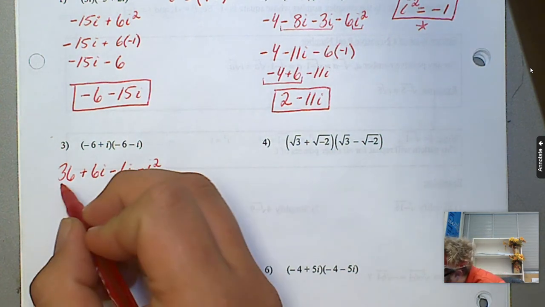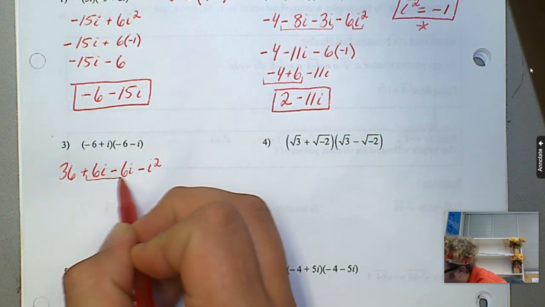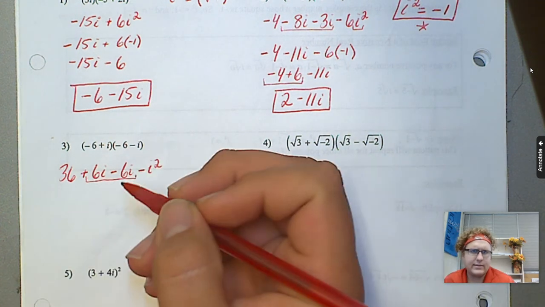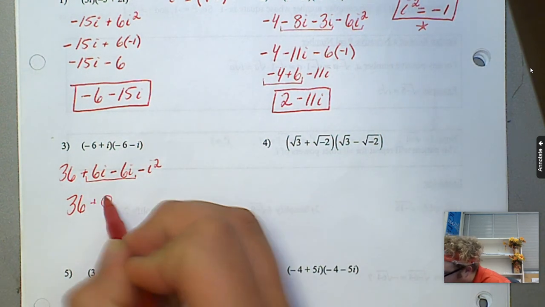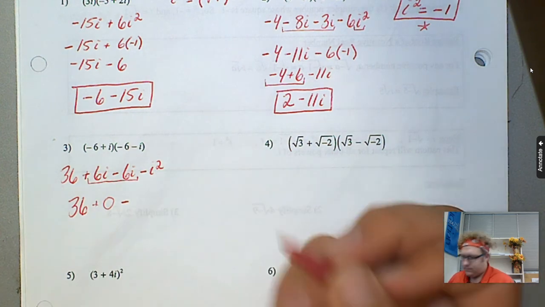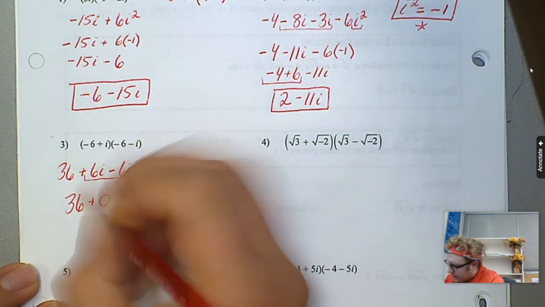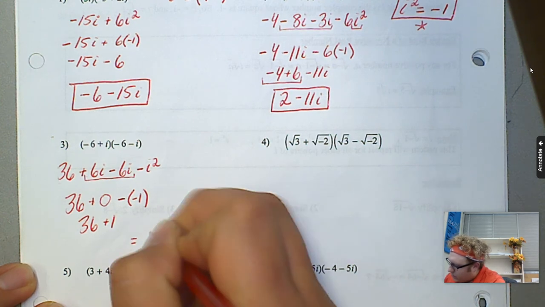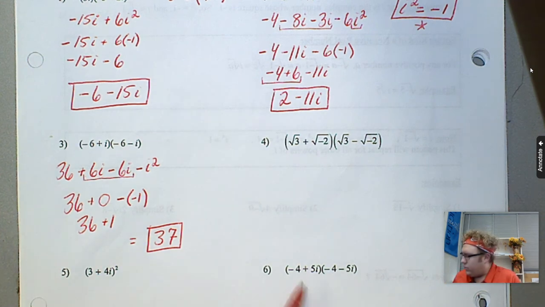So I'm going to start combining. I get 36. Well, there's no real numbers right now, but there are two imaginary numbers, and those are actually going to eliminate each other because 6i minus 6i gives you 0. So I'm going to write 36 plus 0, and then minus i squared, change that to a -1. So this is saying 36 plus 1, and that is a real number of 37. We're going to explore this on the next page as well when we do number 6.